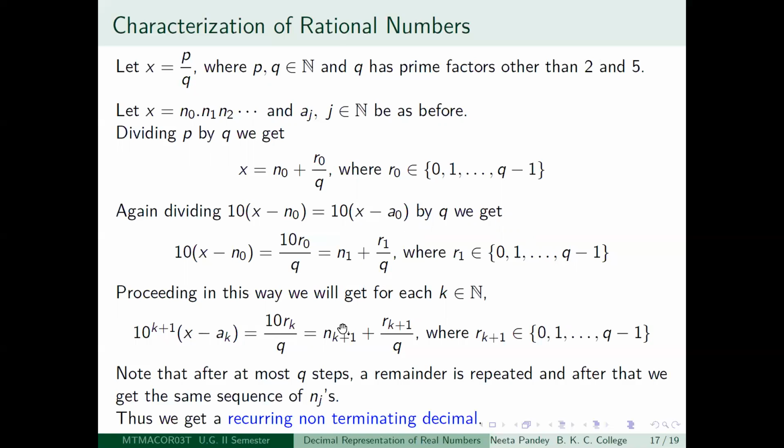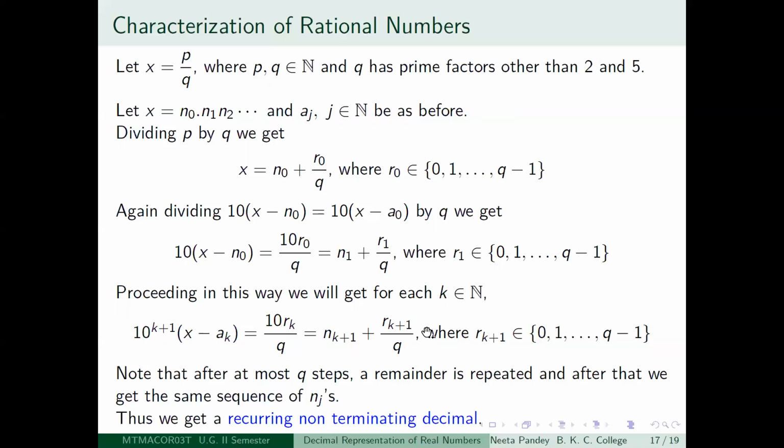So at each stage, this is what you are doing. You are looking at 10 to the power k plus 1 times x minus ak, sorry. And that will look like 10 times rk divided by q in a similar fashion. So what you will get? You will get some integral part plus rk plus 1 by q. And notice this you are getting by dividing 10 times rk by q.